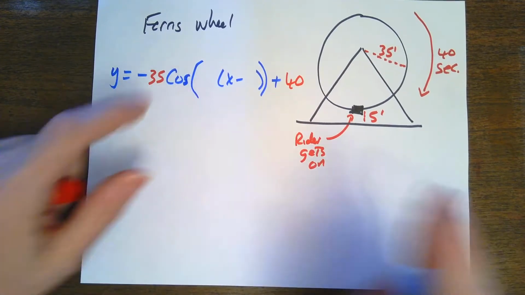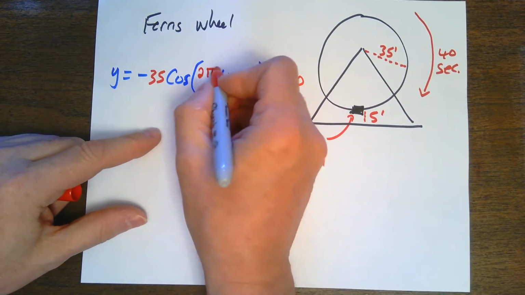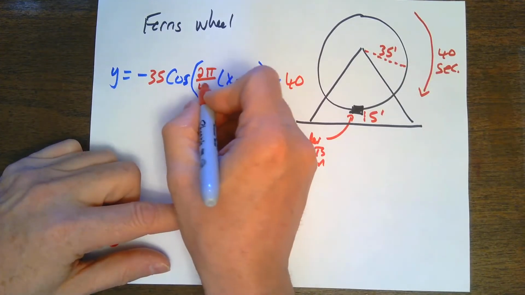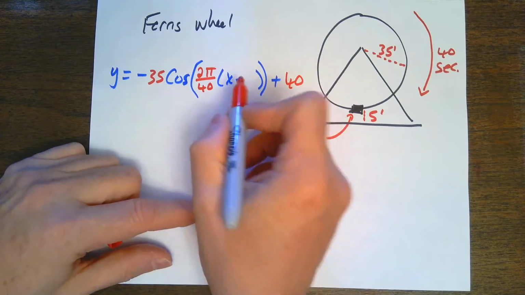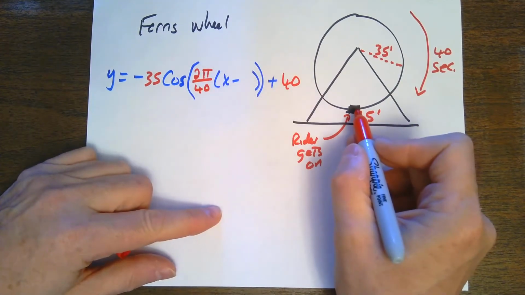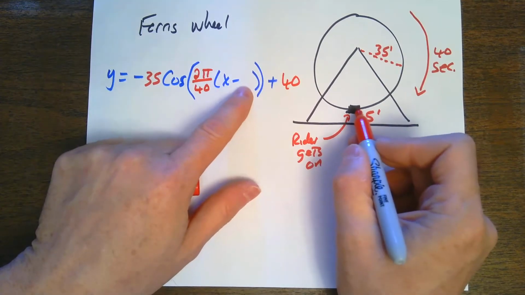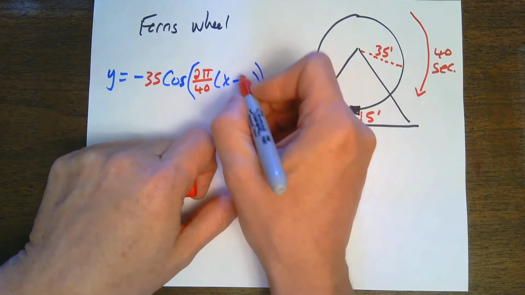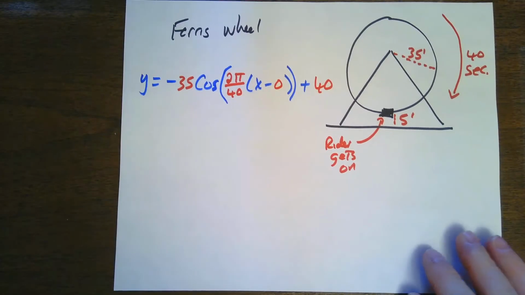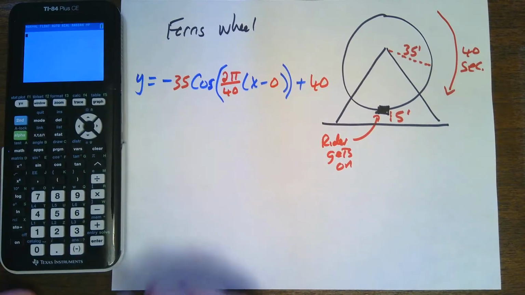What's the period? Remember, the period is always 2 pi over b, and here it's going to be 40 seconds. So 2 pi over 40. What's the phase shift? In other words, the negative cosine starts at what time? At time equals 0, right? That's when the first part gets on the ride. That's a perfect cosine. The phase shift there is going to be 0. Gosh, that happened really fast. But here we have our model.